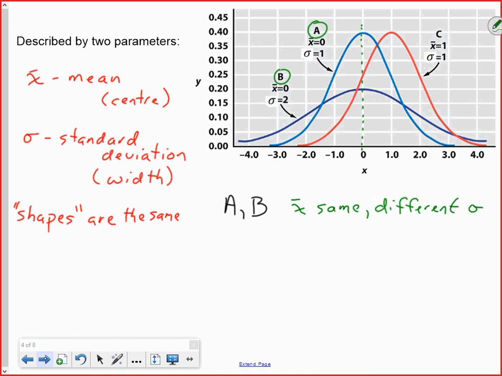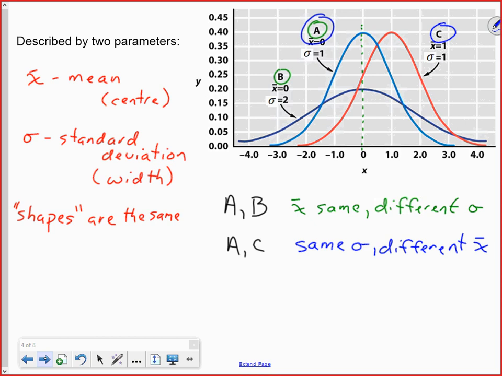If, on the other hand, we look at A and C, these two have the same standard deviation. So the two curves have the same width. The only difference between them is that one is shifted over, and it's shifted over because they have different means. Sorry, different means, not different standard deviations. Different means.